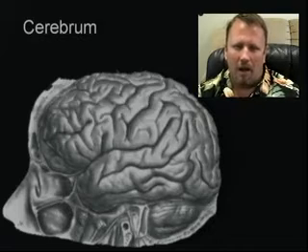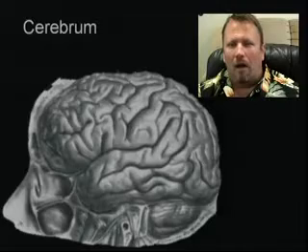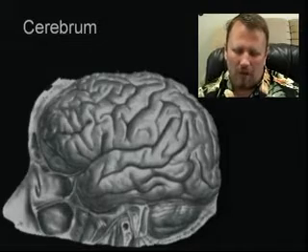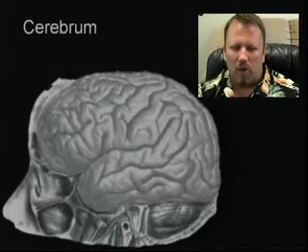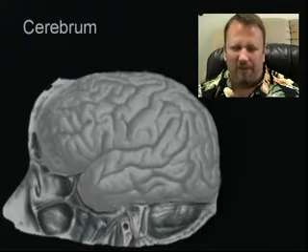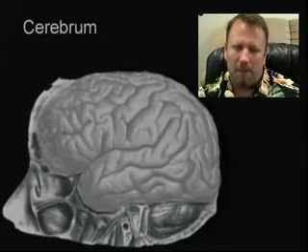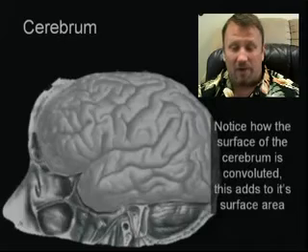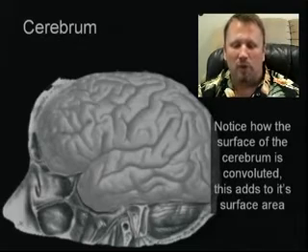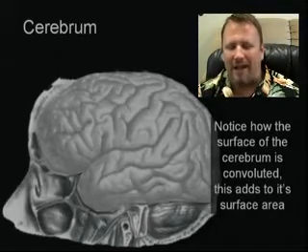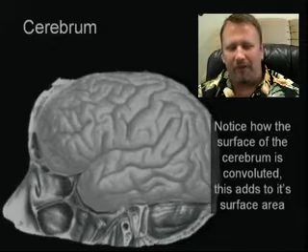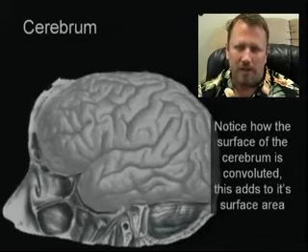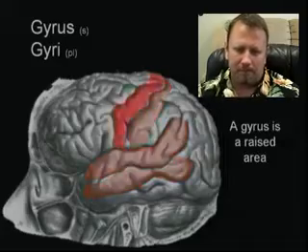So let's talk about the cerebrum. And here I have a picture of a cerebrum, a brain, with a person looking to your left. And we'll light the cerebrum up so that you can see which part is the cerebrum. And notice how the surface of the cerebrum is convoluted with folds, and this acts to increase the surface area of the cortex on the cerebrum.